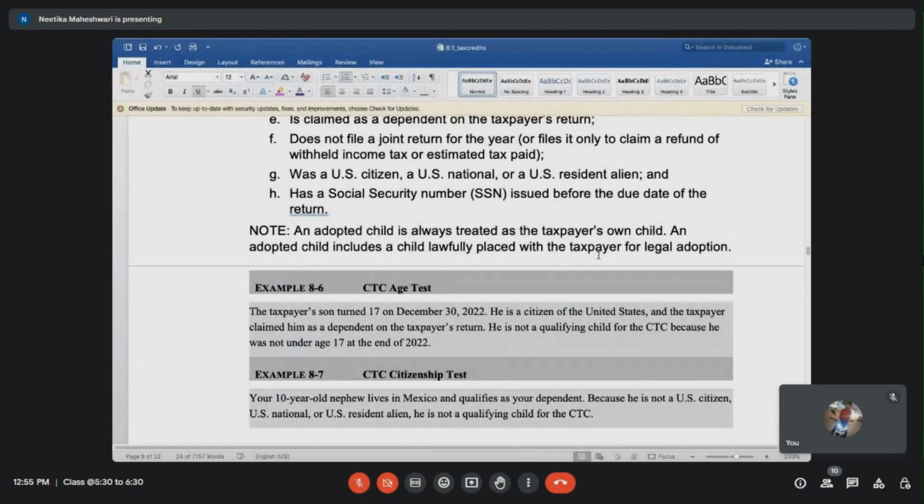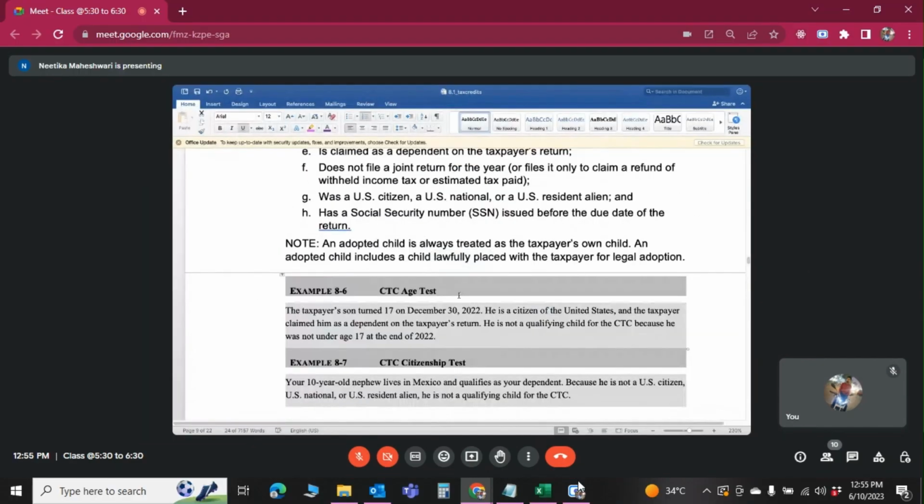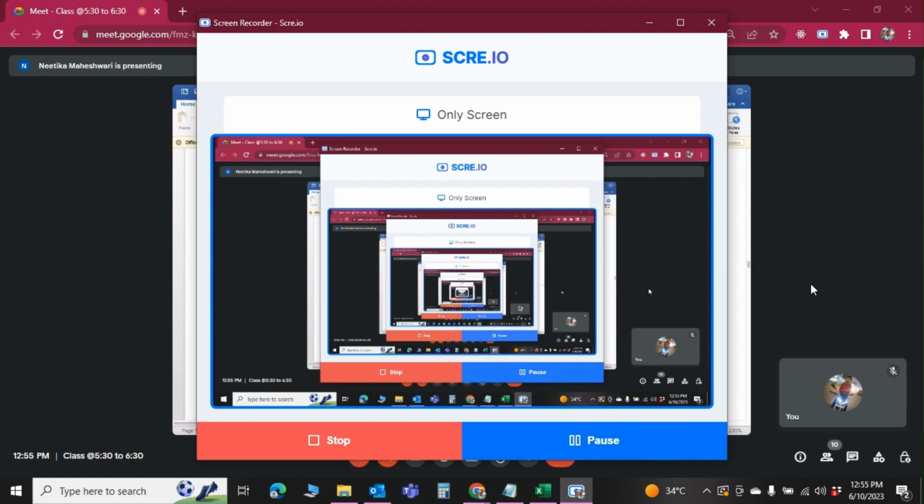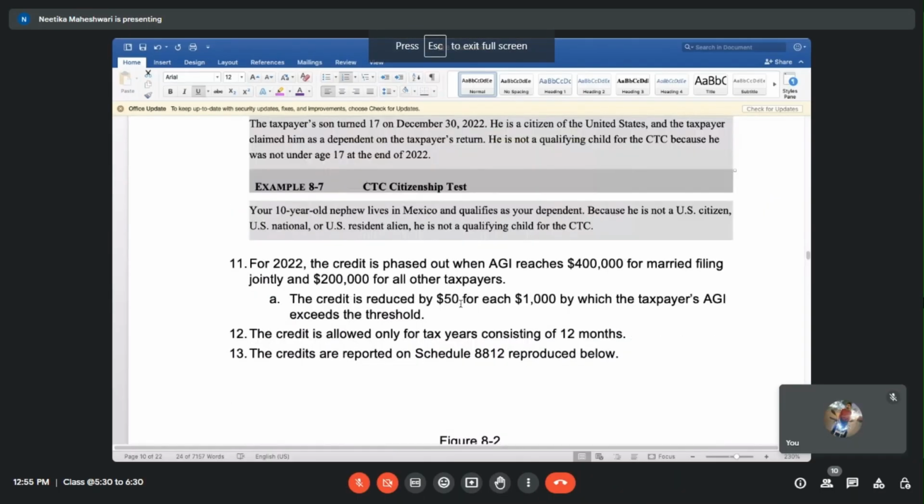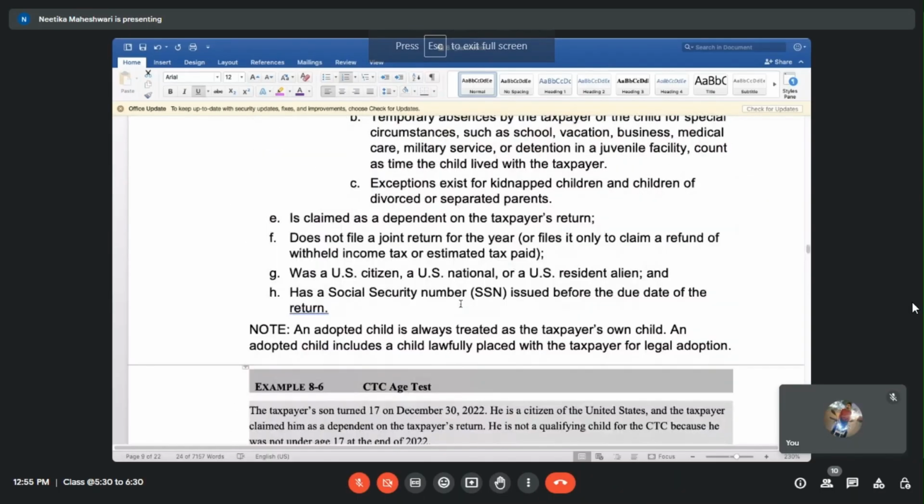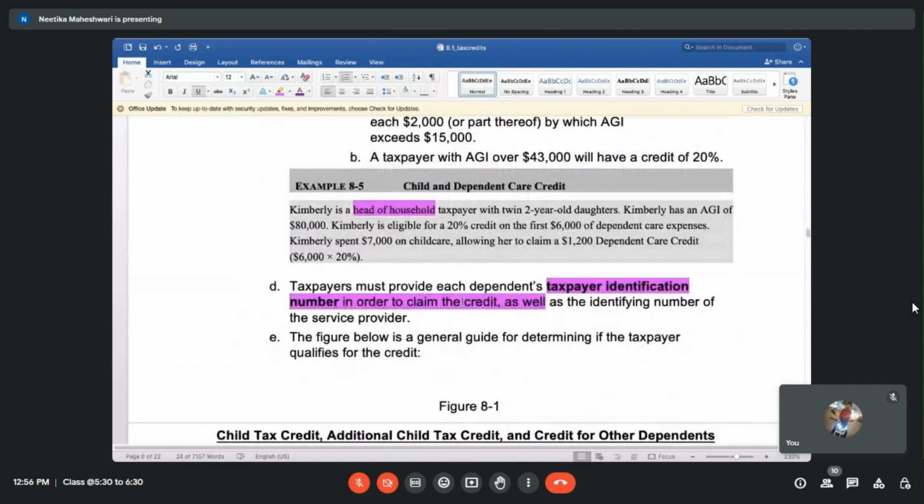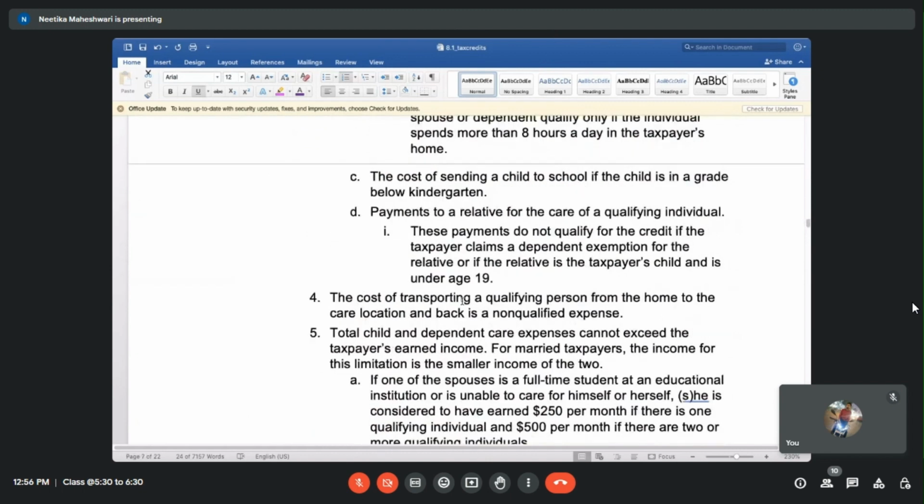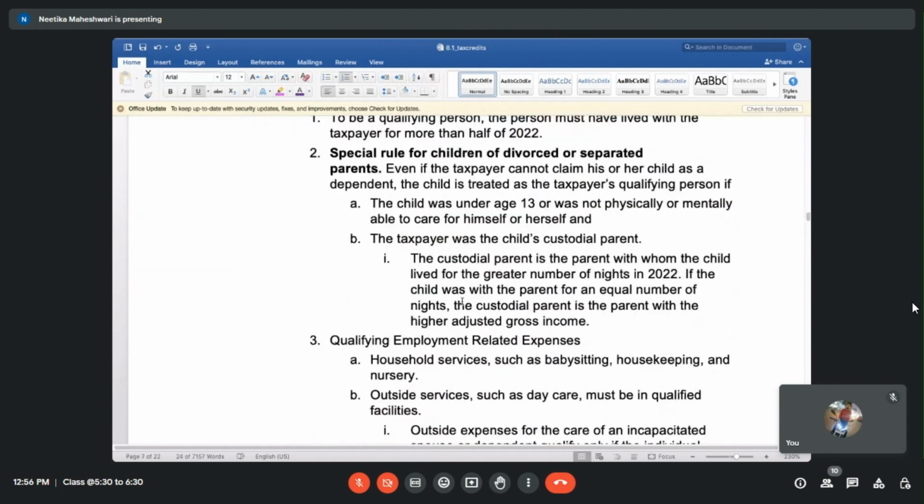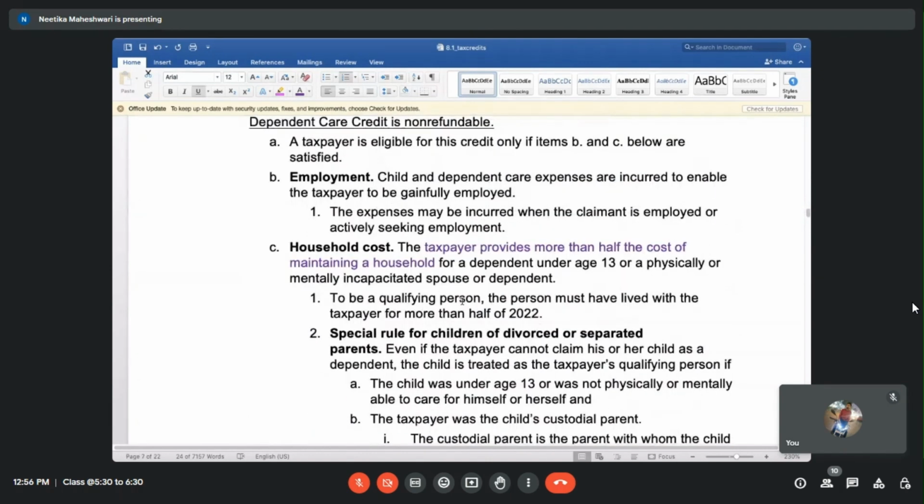We finished up to CTC, the child tax credit. There is an age test and a citizenship test. The person needs to be a US citizen or staying in the US and all those things. We saw all of that, and we saw what the dependent tax credit is. Something is refundable and something is not refundable.